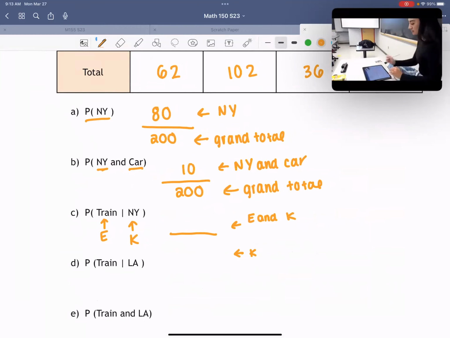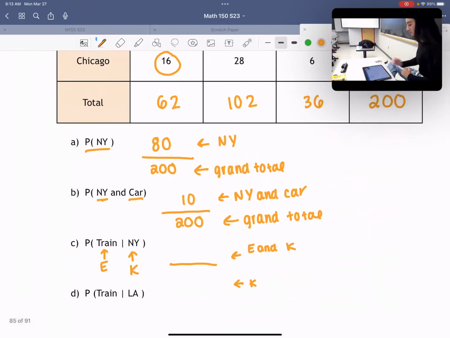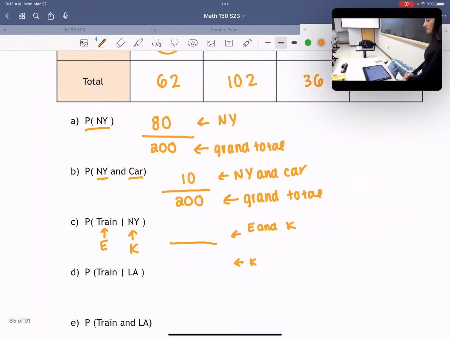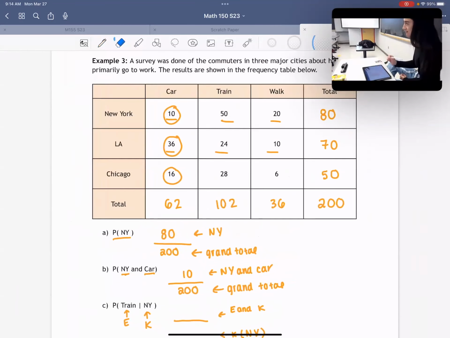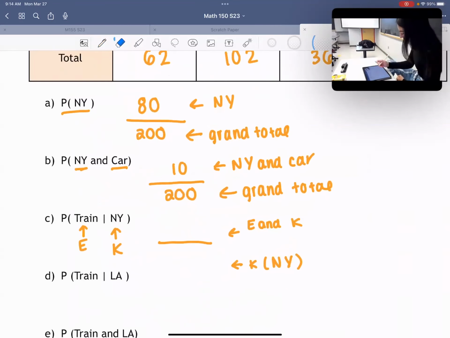Well, why don't we go ahead and fill out that bottom number real quick? I know that the bottom number is where just K is true, or the second event is true. Well, K is really New York, right? So that bottom number has to be the total number of people in New York, right? Well, how many people are in New York? 80, perfect. So 80 goes on the bottom.